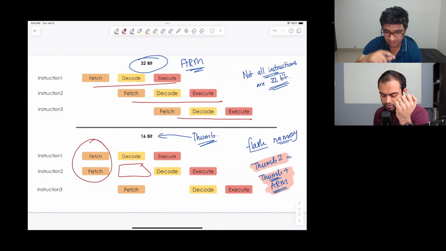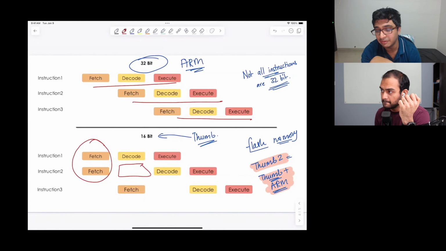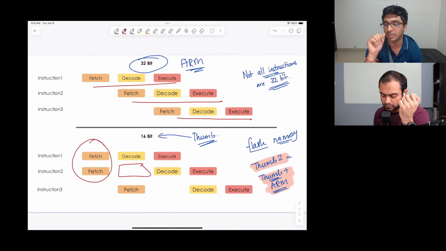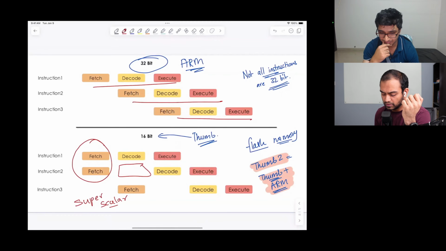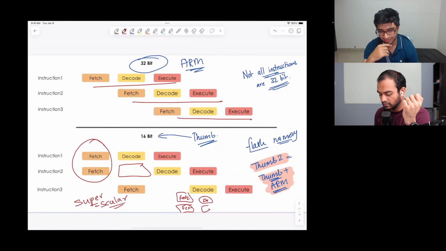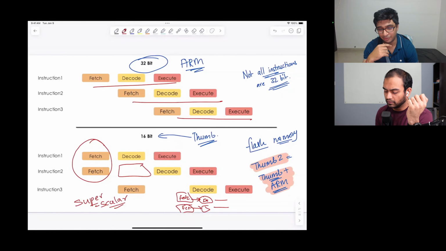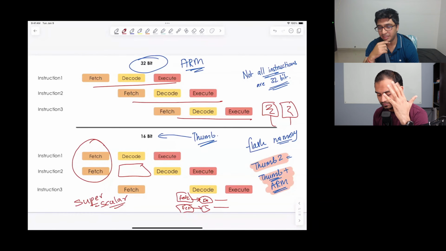This is where Cortex-M7 takes advantage, because Cortex-M7 has dual decode and dual execute pipelines. That means it can decode and execute two instructions at a time, and that's what we call a superscalar architecture. It can pair instructions, so it's like two pipelines running in parallel: two fetch, two decode, and two execute. Effectively, there are two units doing the execution.